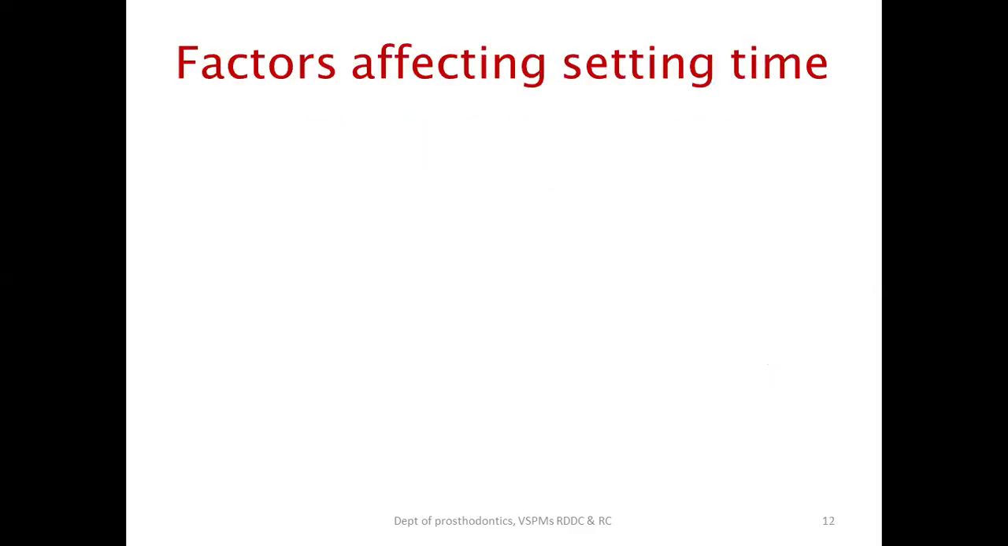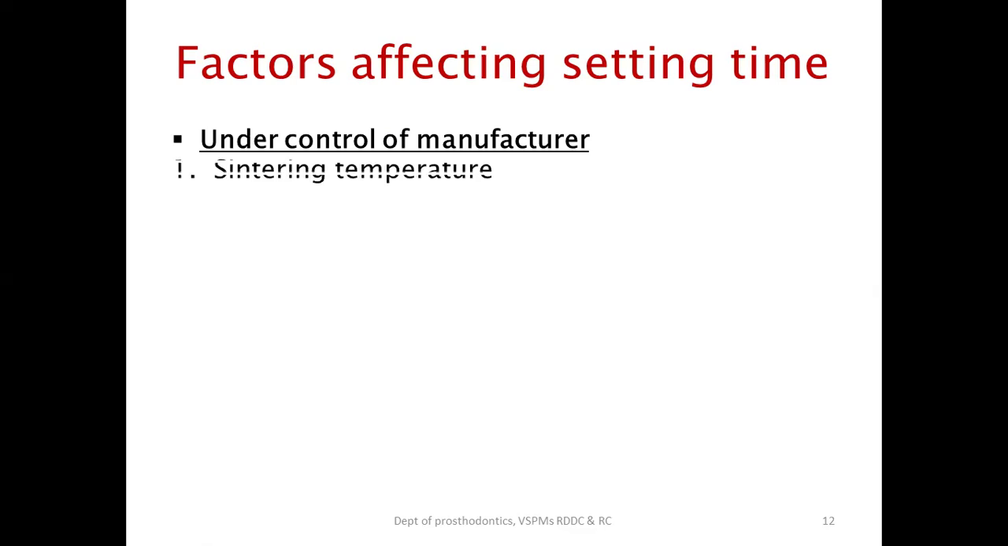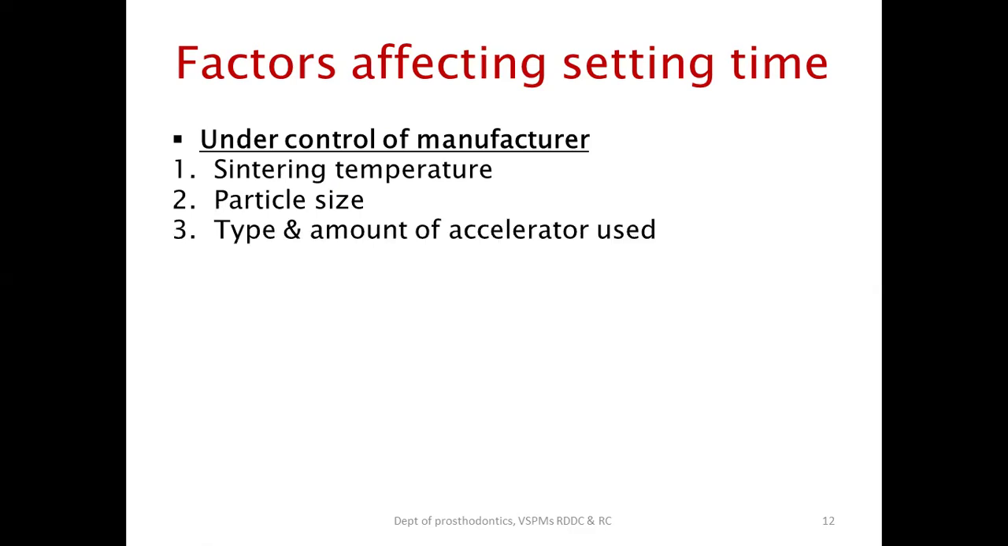Now, what are the factors that affect the setting time? Whenever you write the factors affecting the setting time for any material, you should write it under the control of the manufacturer and under the control of the operator, that is, under the control of the dentist. Under the control of the manufacturer, there is the sintering temperature. The sintering of the powder done at 300 degrees Celsius for a longer period of time will decrease the setting time. The smaller particle size decreases the setting time. Accelerators like calcium chloride or glacial acetic acid decrease the setting time.